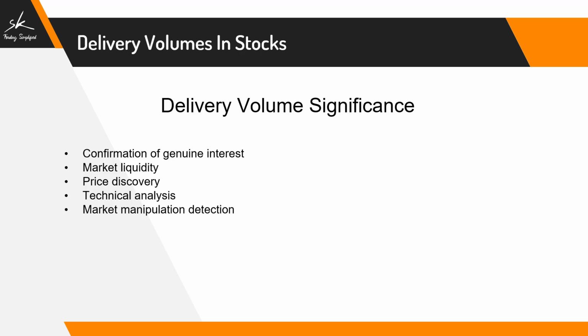Monitoring delivery volume can help detect market manipulation practices such as pump and dump schemes, where a group artificially inflates the price of a stock and then sells it off quickly. Unusually high delivery volumes combined with sudden price movement may indicate such activities. Overall, delivery volumes provide valuable information about the level of investors' interest, market liquidity, price discovery, and potential market manipulation, making them an important aspect of stock trading analysis.